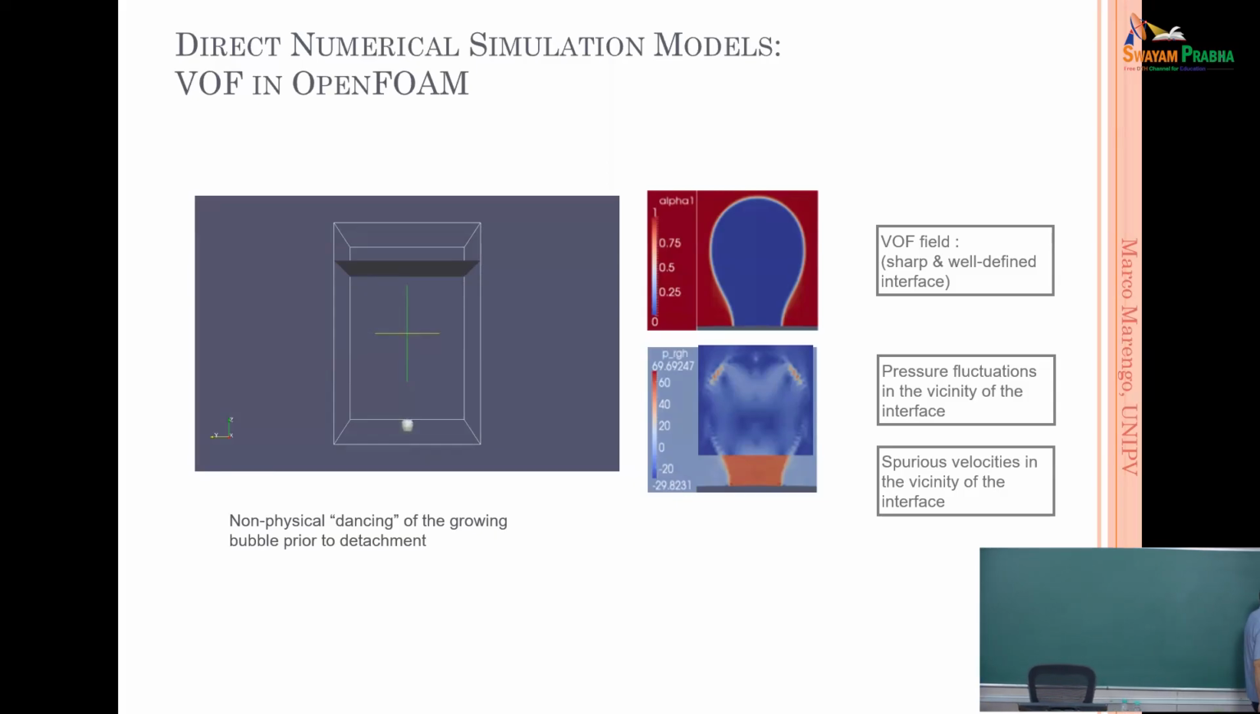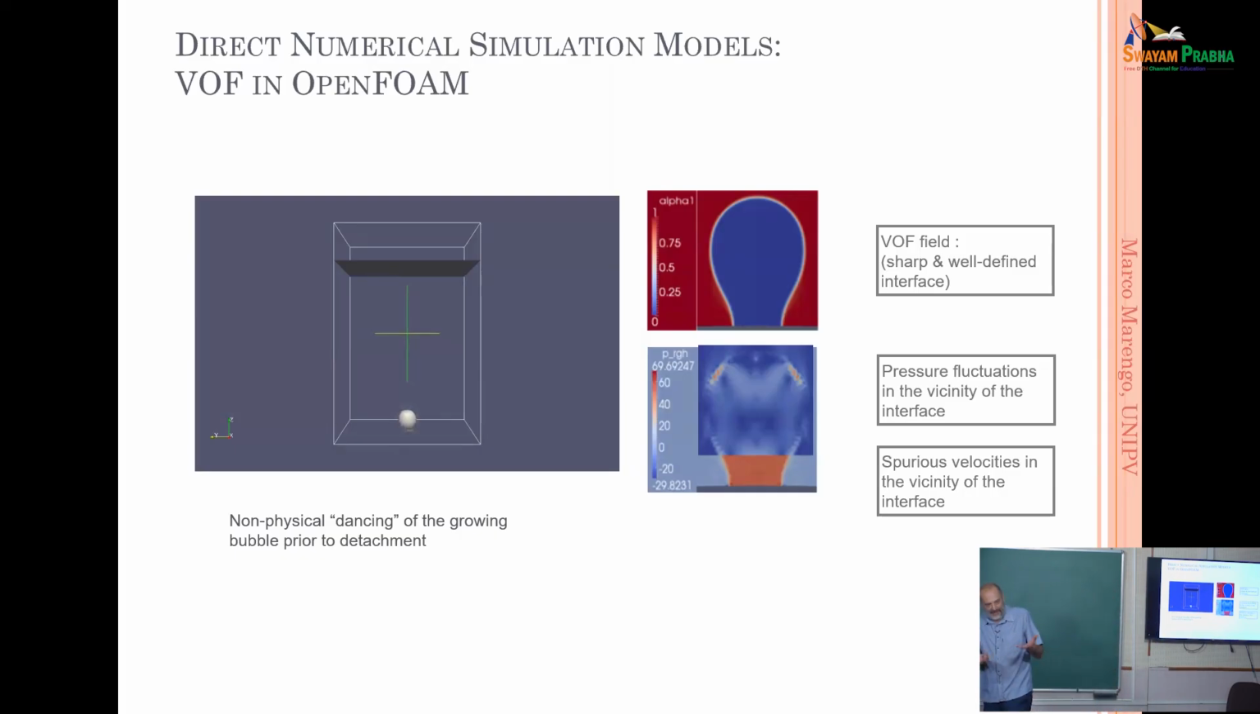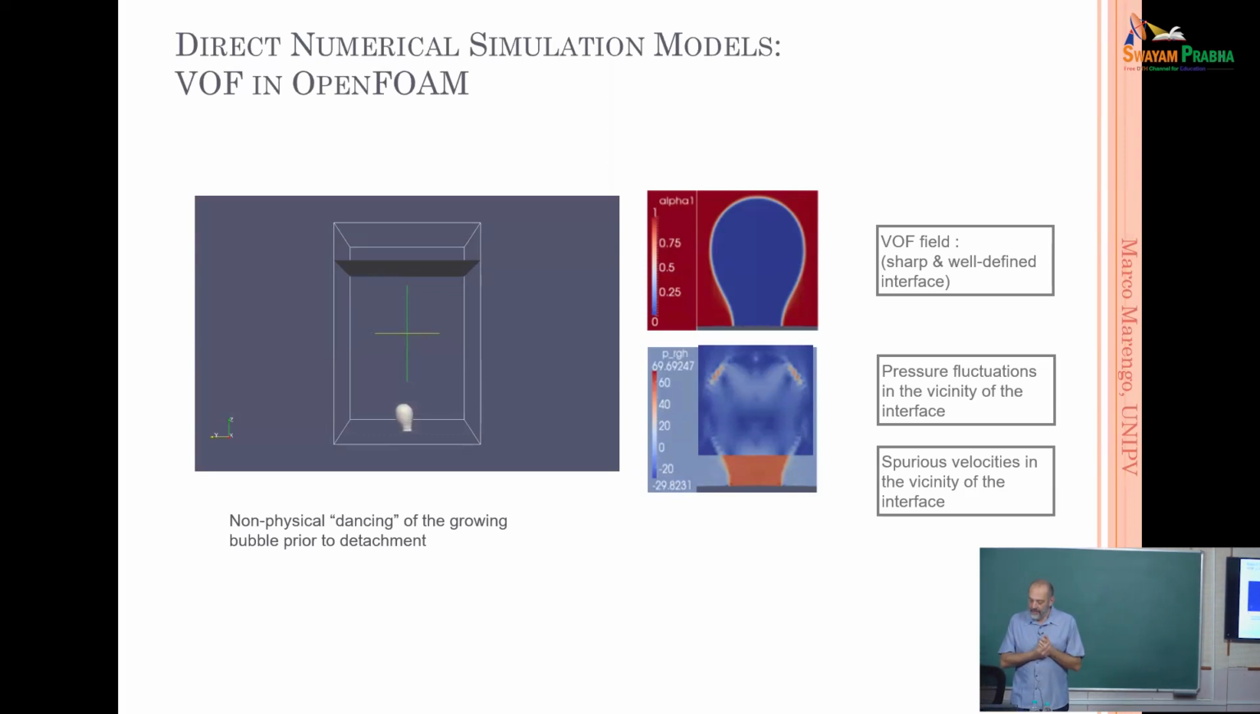When you're doing, for example, an air bubble rising in a pool, this is a box containing a liquid, and we have a bubble rising. At a given point, instead of being very symmetric and going up, this bubble is going to dance. It's going to move. This is not happening in reality, of course. It should go up and stop. But this is a numerical problem. This is linked to the spurious currents that you may have. So the bubble is really dancing.